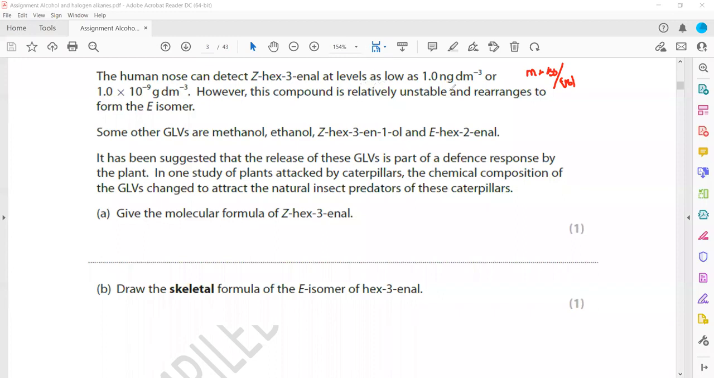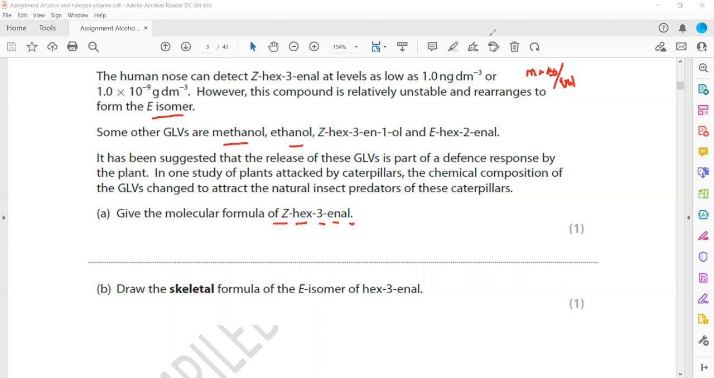However, this compound is relatively unstable and rearranges to form the E isomer. Some other GLVs are methanol, ethanol, Z-hex-3-enal, and E-hex-2-enal. It has been suggested that the release of GLVs is part of a defense response from the plants. In one study, when plants were attacked by caterpillars, the chemical composition of GLVs changed to attract the natural insect predators of these caterpillars. So, give the molecular formula of Z-hex-3-enal.